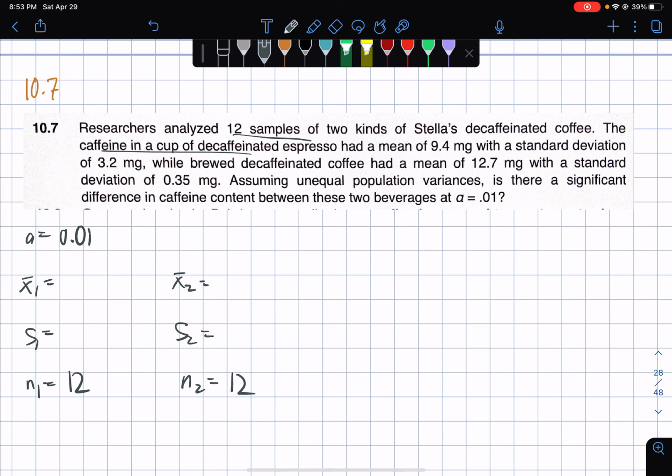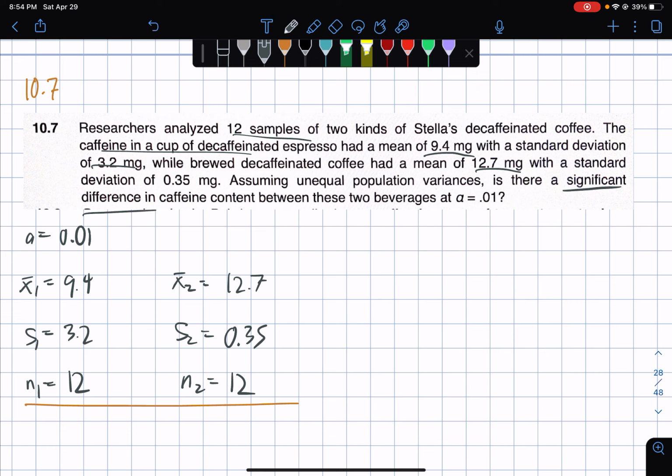So this is the first one, mean of 9.4 mg, standard deviation of 3.2. Brewed decaffeinated coffee is 12.7 with a standard deviation of 0.35. So how do we know which case is this? But before that, let's identify which tail of test this is. This is if there is a significant difference, that's what's being asked. This is a two-tailed test.